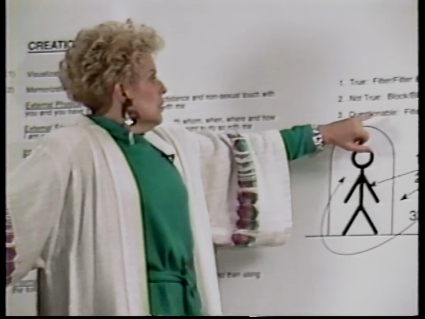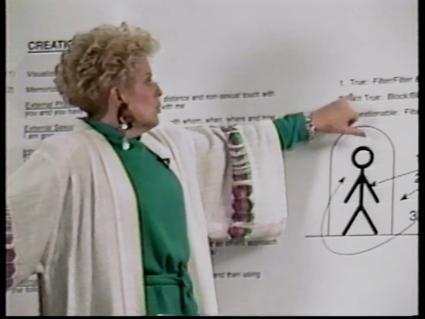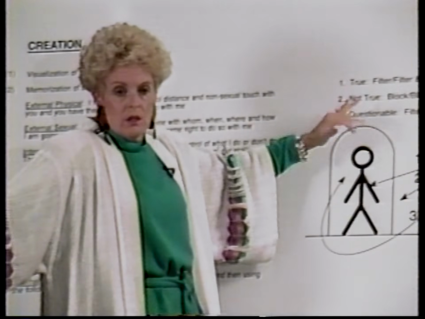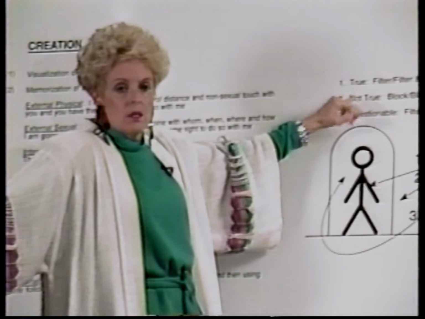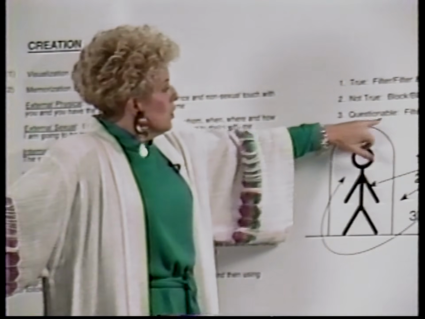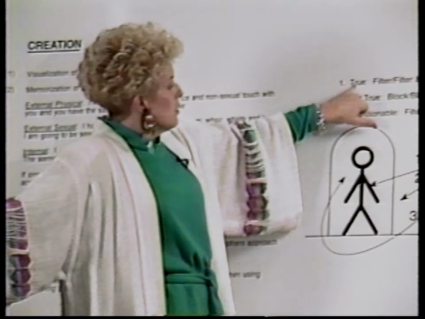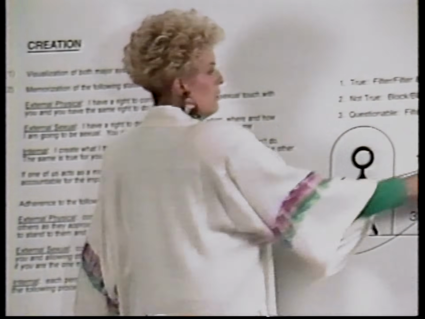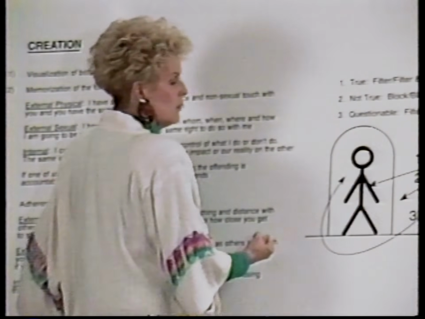Sometimes moving from questionable to true or not true takes years. Sometimes it's just instantly. Sometimes it's hours. Sometimes it's a week. Sometimes it's a month. It will really vary between when you will move something from questionable to not true or true. That's how you use your internal boundary here when you're on the receiving end.